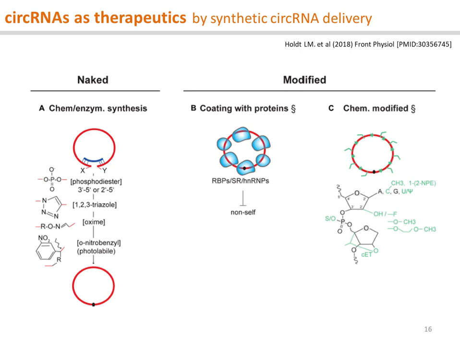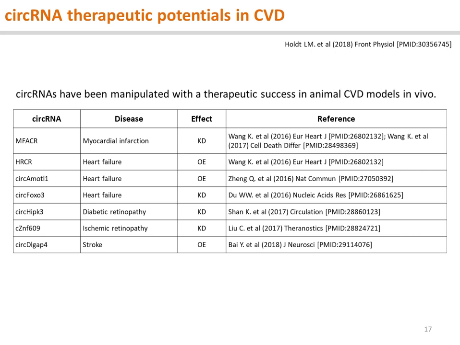Additionally, CRISPR can introduce mutations or correlations to change the circular RNA properties. In vitro, circular RNAs can be circularized by enzymatic ligation or functional chemical groups. Protein coding and chemical modification have been proposed to suppress native immune response and increase stability for better pharmacokinetics. Several circular RNAs have been shown to have therapeutic efficacy in cardiovascular diseases in animal models.